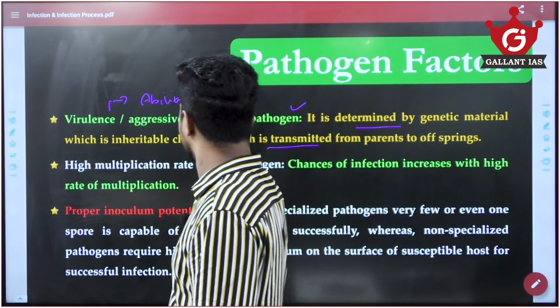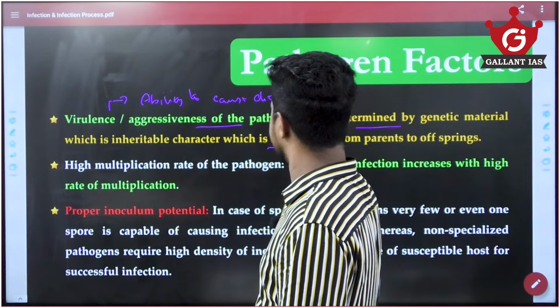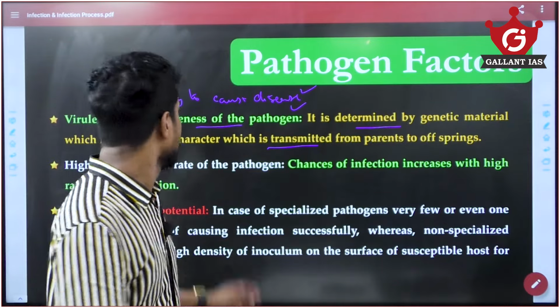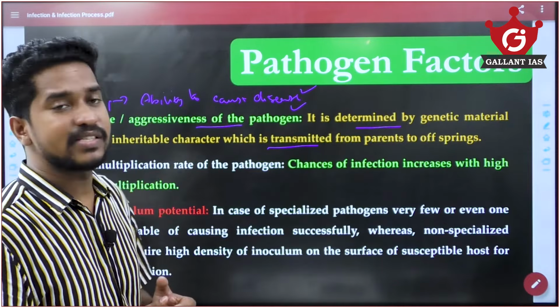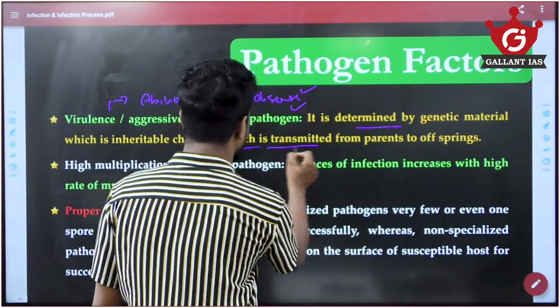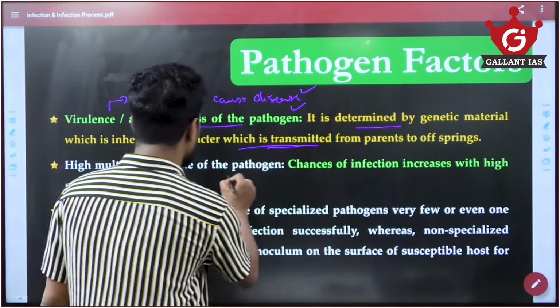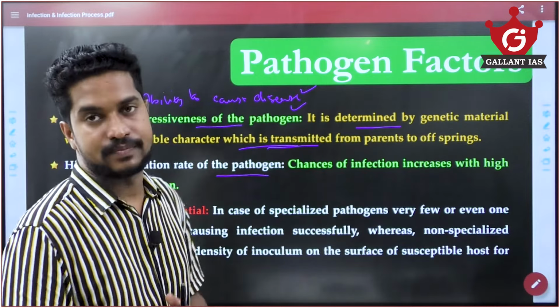The ability to cause disease. That is what we call virulence. So virulence or aggressiveness of the pathogen is determined by genetic material, which is an inheritable character transmitted from parents to offspring. Next, high multiplication rate of the pathogen.